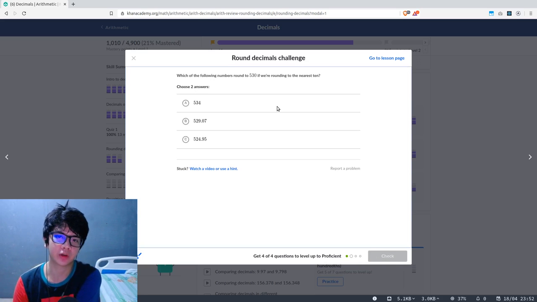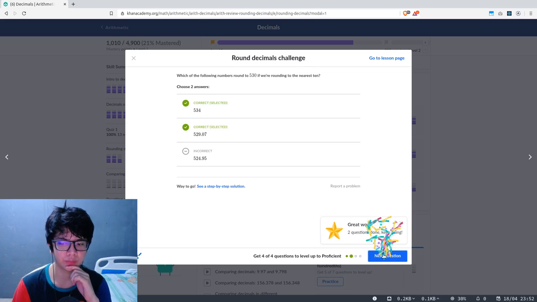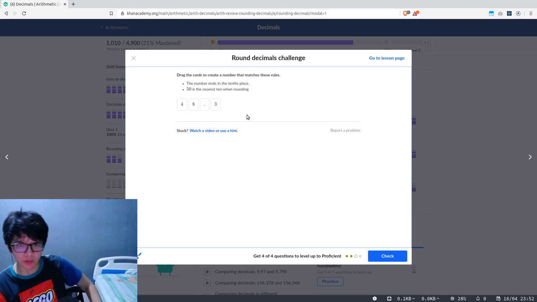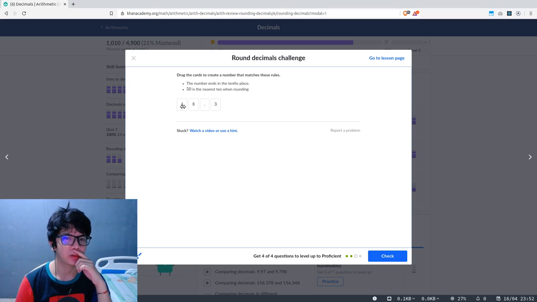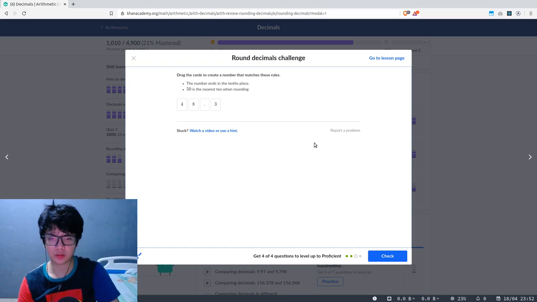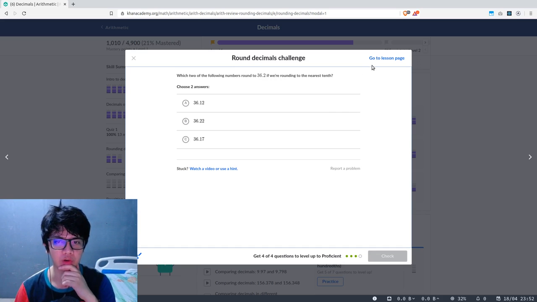Which of the following numbers round to 50 when rounding to the nearest 10? Drag the cards here. The number ends in the tenths place. The 50 is the nearest 10 when rounding. Which of the following numbers round to 36.5 when rounding to the nearest 10? Nearest 10, 36.2. Here are the answers.